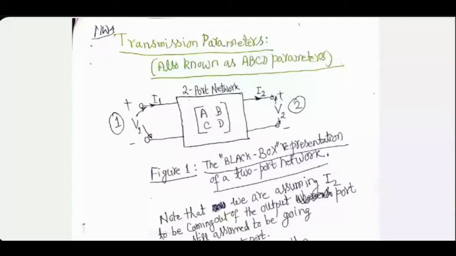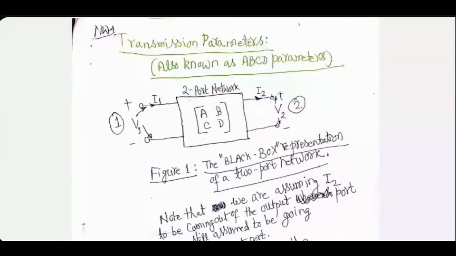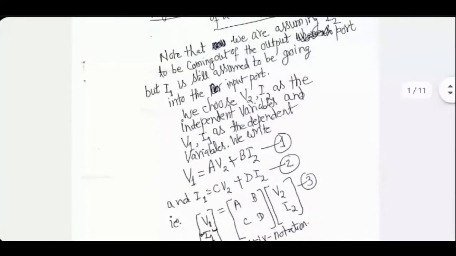Okay. Now, naturally, A, B, C, D will not have the same units because now one of the independent variables is a current, the other one is a voltage. And similarly, one of the dependent variables is a current, the other one is a voltage. However, the basic philosophy continues. Suppose I write equations 1 and 2. Okay. Which in matrix form can be represented by equation 3.